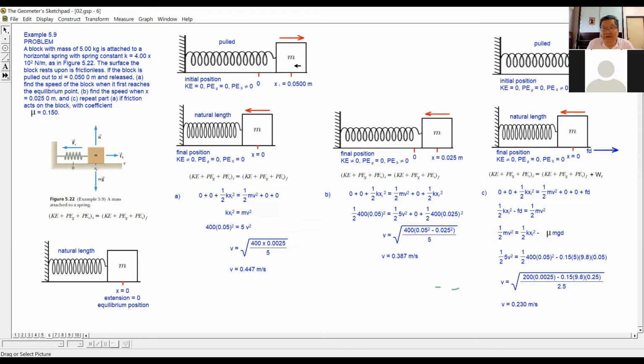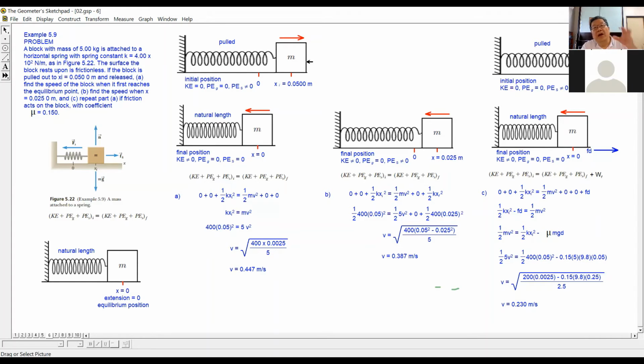So this is what we have initially, and this is what we are going to substitute inside this energy equation. We call this the initial position, not this one. This one is the natural state of the spring. This one, where we have moved it to the right, we call the initial position of the spring. This one is the natural position. The initial position is like this.